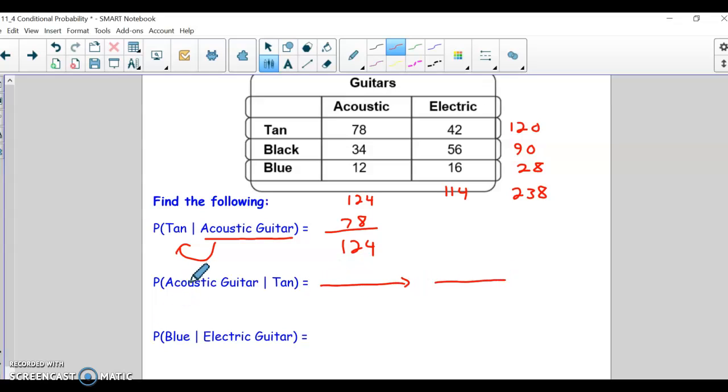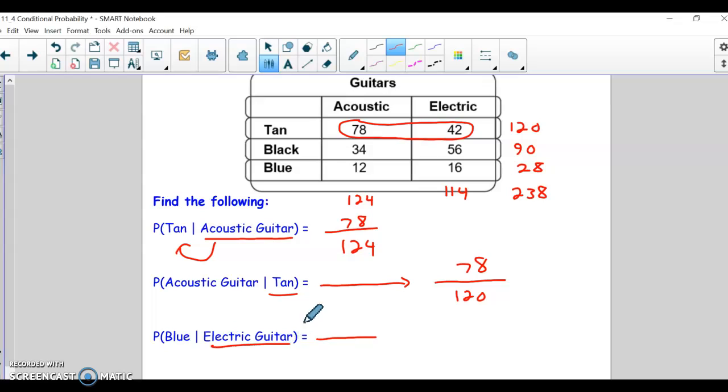So probability that you're acoustic, given that you're tan. Okay, so here's all the tan ones, right? That's 120. Again, remember, this is the bottom number. So given that we're tan, that's 120 tan. And out of those 120 tan, how many are acoustic? 78. It's not all the acoustic. It's just out of the tan ones, how many are acoustic? 78.